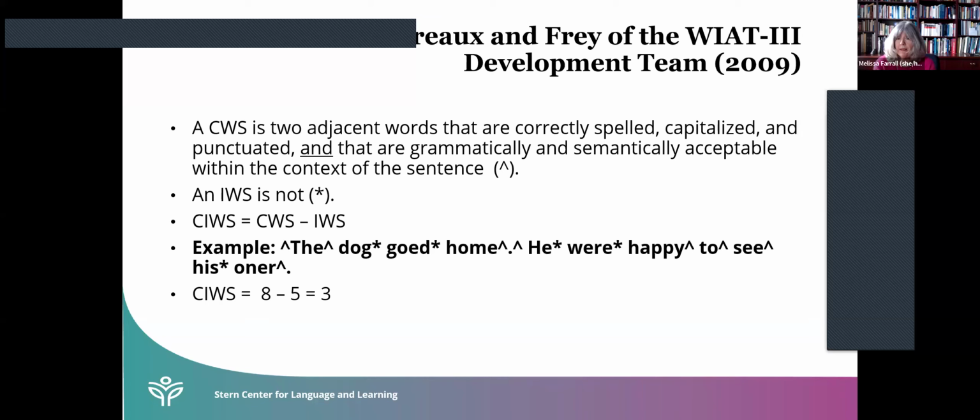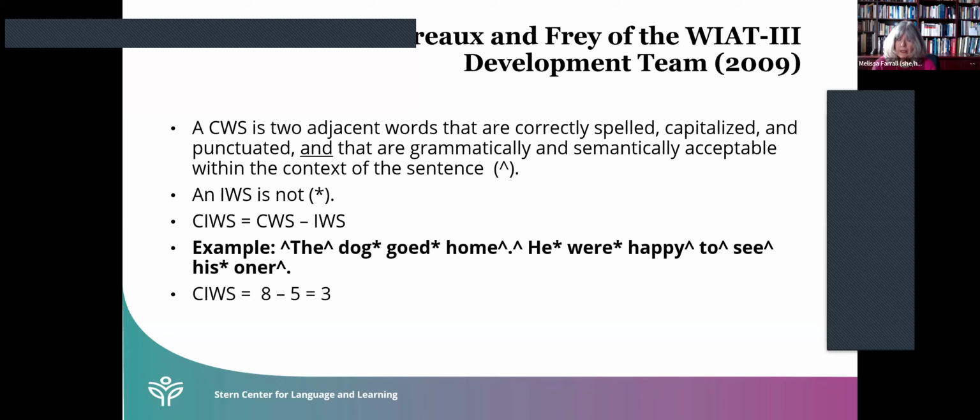We start the next sentence, it begins with a capital letter, it's spelled right, gets a caret. "He were," they're not grammatical, so it gets an asterisk. "Were happy," not, doesn't work in this sentence, it gets an asterisk. "Happy to" gets a caret. "To see" gets a caret. "See his" gets a caret. "His owner," spelled incorrectly, gets an asterisk. And because we have a period at the end, it gets a caret.